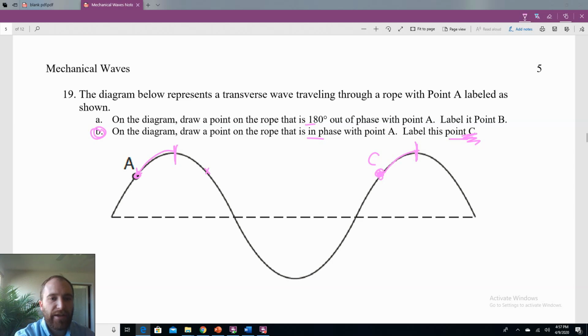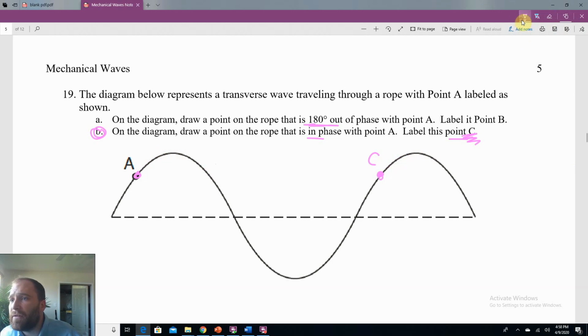So for part A, on the diagram, draw a point that's 180 degrees out of phase. So 180 degrees, remember, is half a wavelength. It should be the opposite part of the wave. Two ways to do this. I'm going to use that thing that I just told you to do, which is pick easy points and work from there.